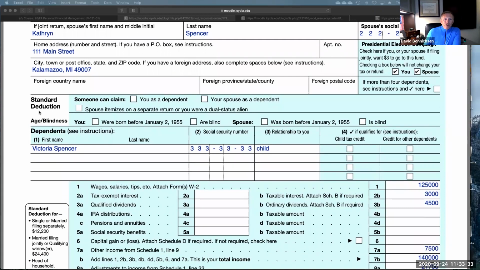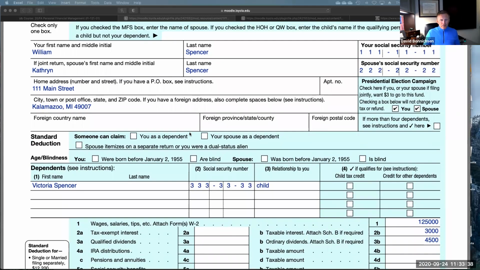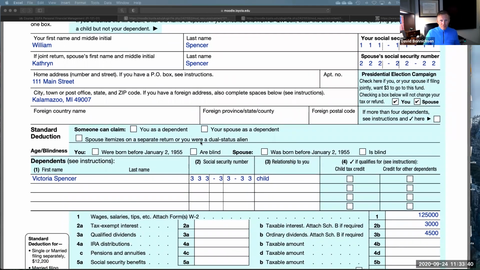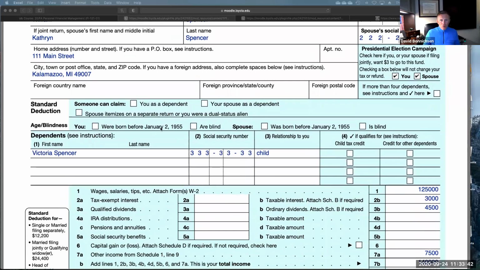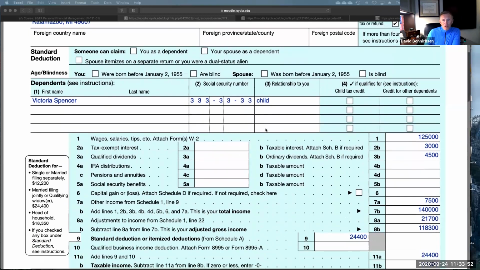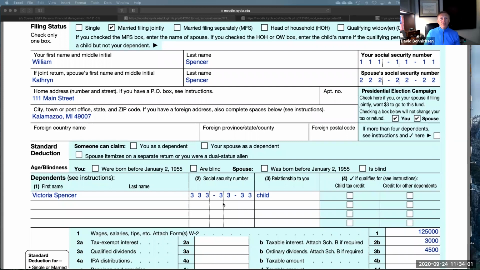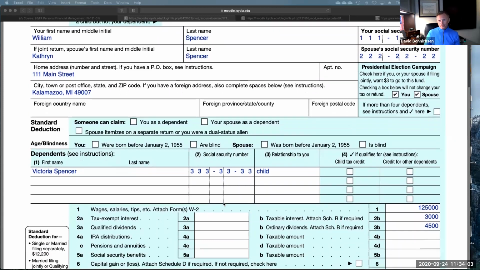The standard deductions, in this case, no one else can claim either William or Catherine on their tax returns, so there's nothing marked there. They're not born before January 2nd, 1955. They're not blind, and neither was the spouse. They have one dependent, Victoria, their child. Right, so this is just all kind of information related to the individuals who are filing the taxes and any dependents that might exist within that household.